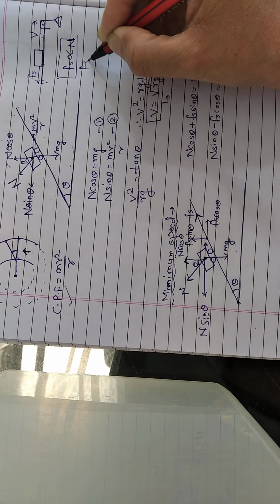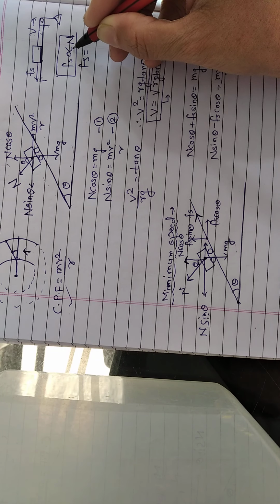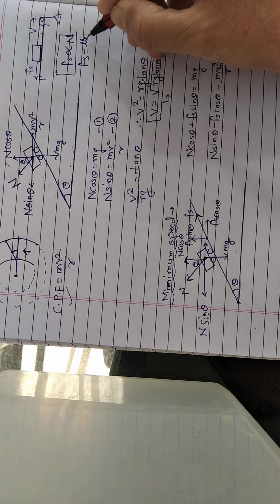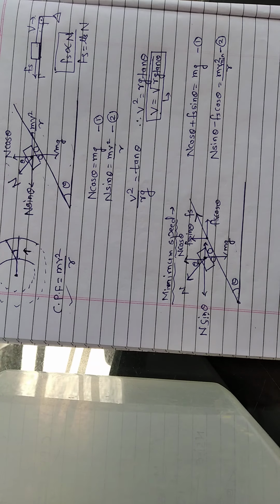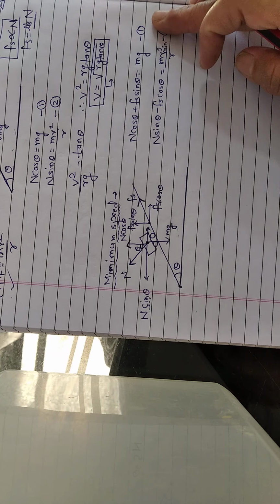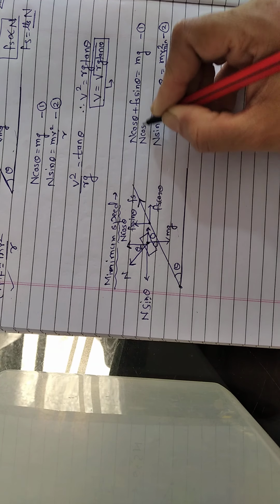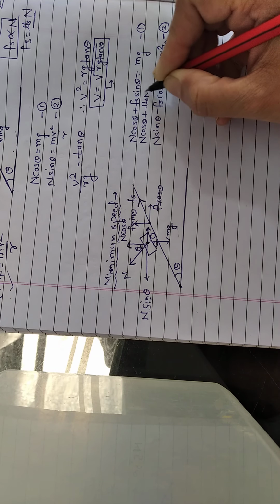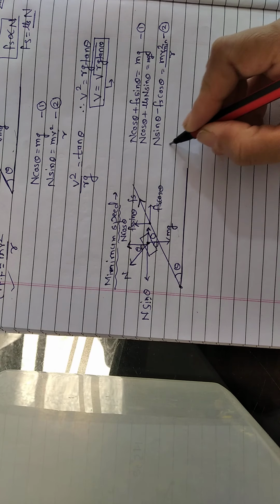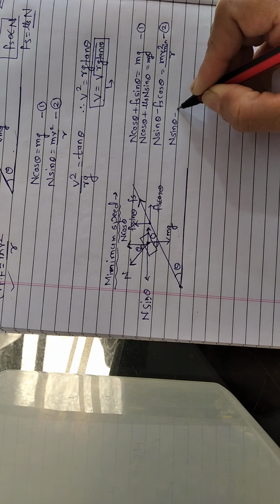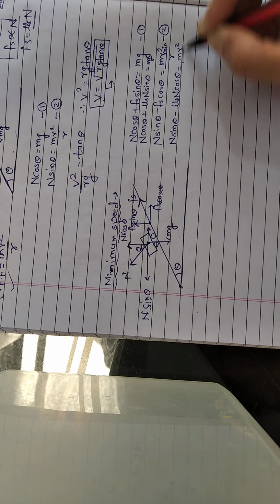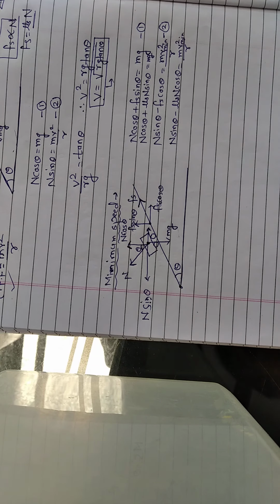In that case Fs is equal to, what is the constant of proportionality? Mu s, that is the coefficient of static friction. So Fs is equal to mu s into N. So the first equation we can write as N cos theta plus mu s N sin theta, which is equal to mg. This also we can write: N sin theta minus mu s N cos theta, which is equal to mv square upon r. That is the minimum.